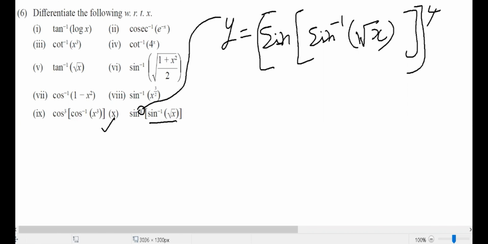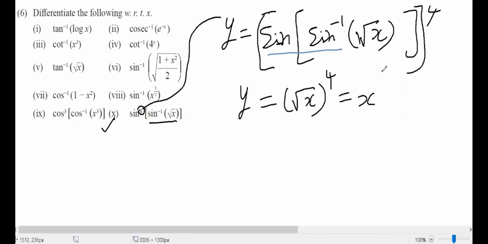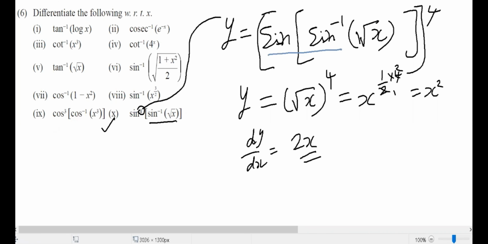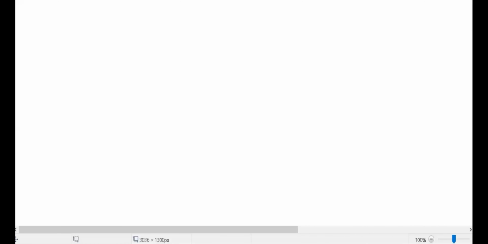Now here this sine and sine inverse will nullify, and I will get y is equal to root x to the power of 4. This is nothing but x to the power of 1 by 2 into 4. So 2 ones are 2, 2 twos are 4, this is x square. Now differentiating y with respect to x, I will get the answer as 2x. Correct? Simple, right?